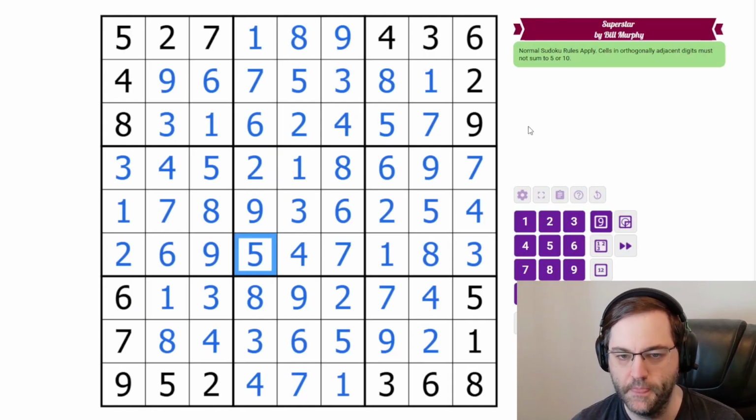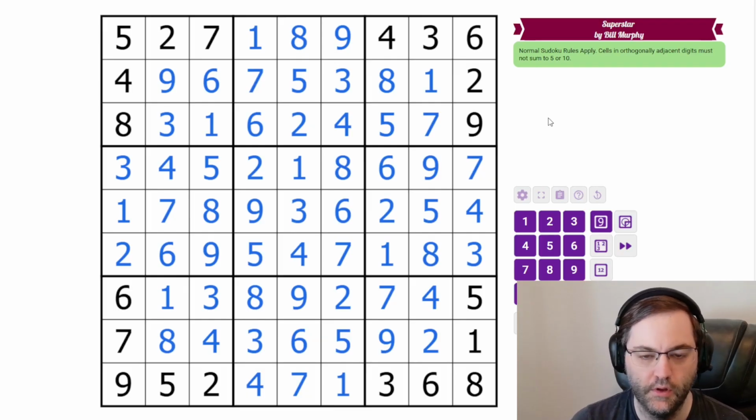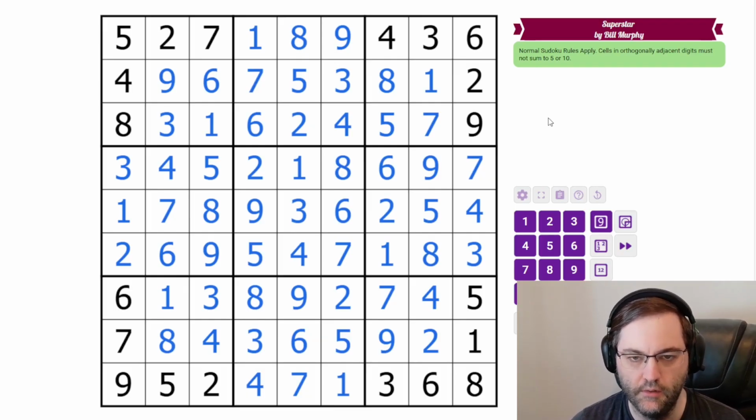That's the solution. So, really nice example of a puzzle with a negative constraint. I really like that one a lot. It illustrates this triple thing very nicely all over the grid.